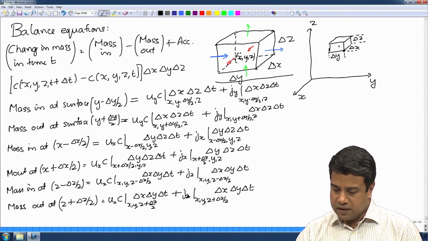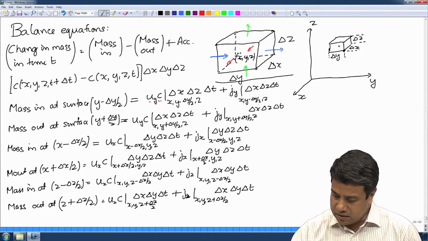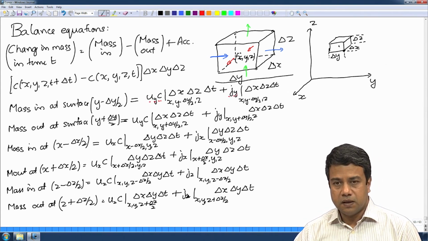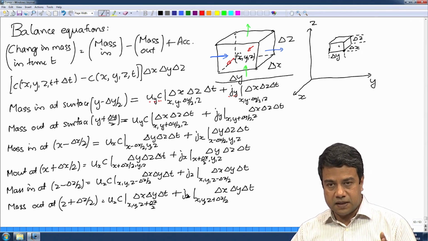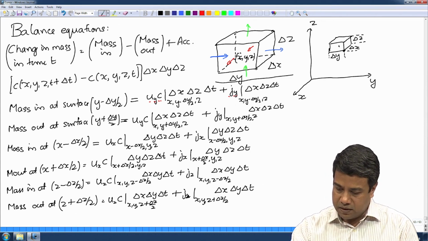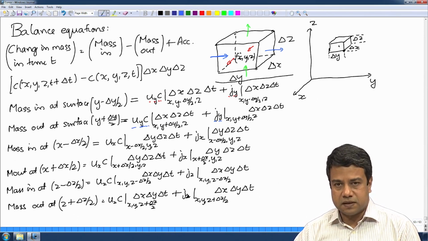In all cases you can see that you have two fluxes, one is due to convection, the other is due to diffusion. Both of these are multiplied by area and time. Mass in is the value at x minus delta x by 2, mass out is the value at x plus delta x by 2. The surface areas in both of these cases are the same.